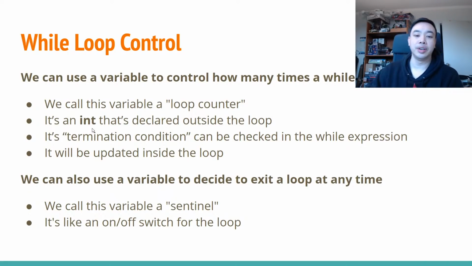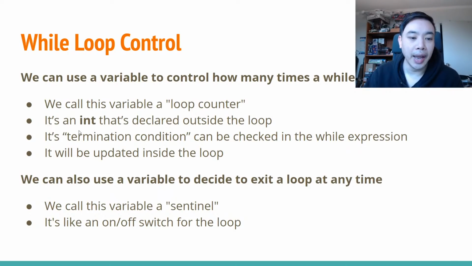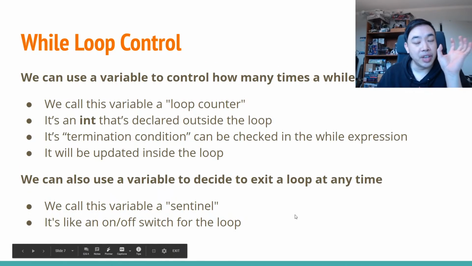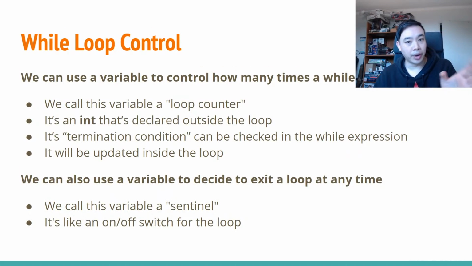I have an integer that is made outside the loop, so it's made before the loop even starts, and it counts how many times the loop ran. And we can check a condition inside the expression that says, okay, has this thing run a certain number of times? The other thing we can do is decide to exit the loop at any particular time. So I can say, I have a variable that says whether I'm going to stay in the loop or leave the loop, and I'm just going to flick that from one value to another when I need to.